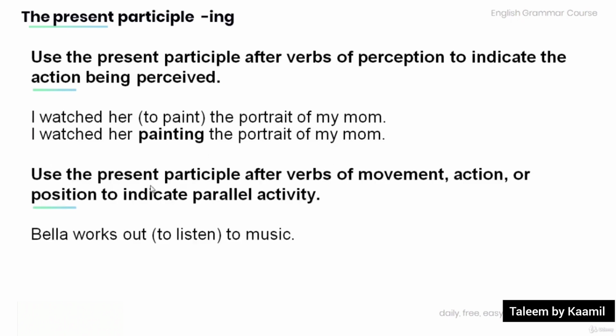Also remember that we use the present participle after verbs of movement, action, or position to indicate parallel activities. Now read the following sentence and provide the present participle form of the verb in the bracket. Bella works out to listen to music. Bella works out listening to music.